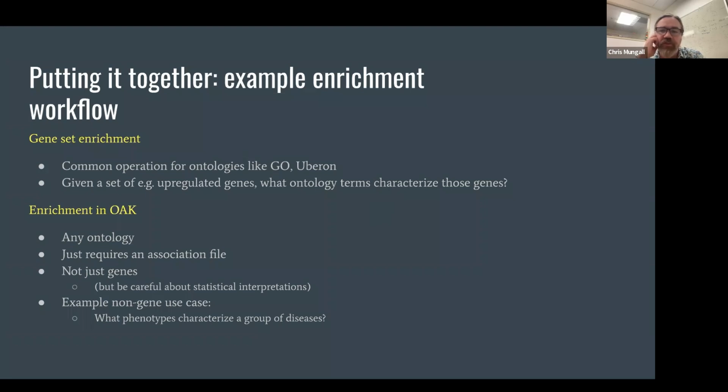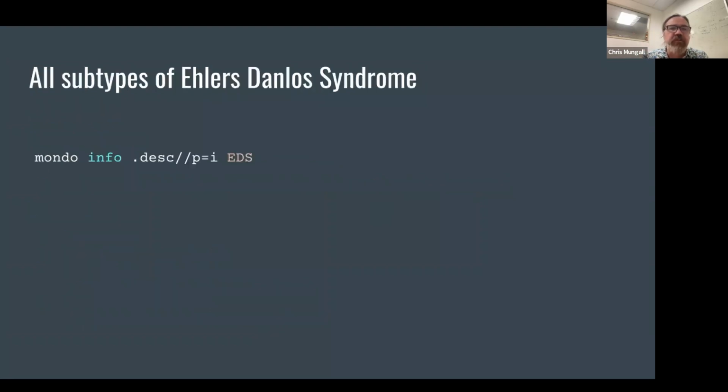You can do this in OAK, but you're not restricted to gene set enrichment. You can do this for anything that you have an annotation file for, which includes things like the HPOA disease to phenotype annotation file.